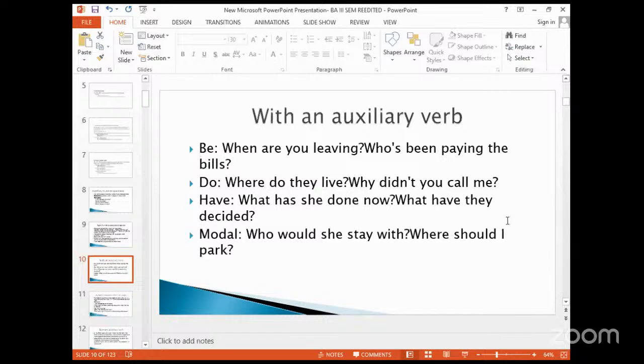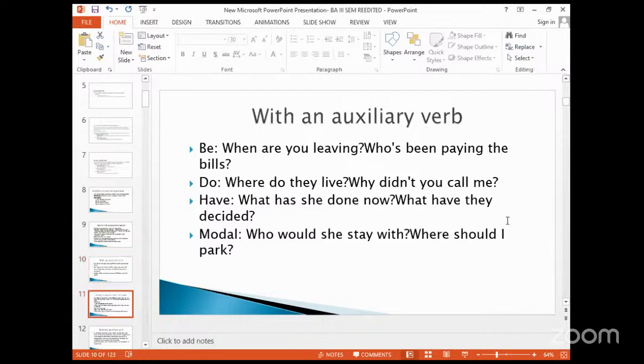Now with be again: where are you leaving? When are you leaving? Who's been paying the bill? Now with do: where do they live? Why didn't you call me? Have again: what has she done now? What have they decided? If you come to modal auxiliary verbs: who would she stay with?